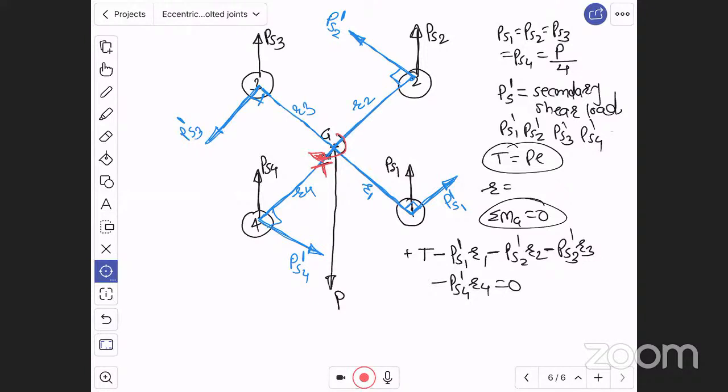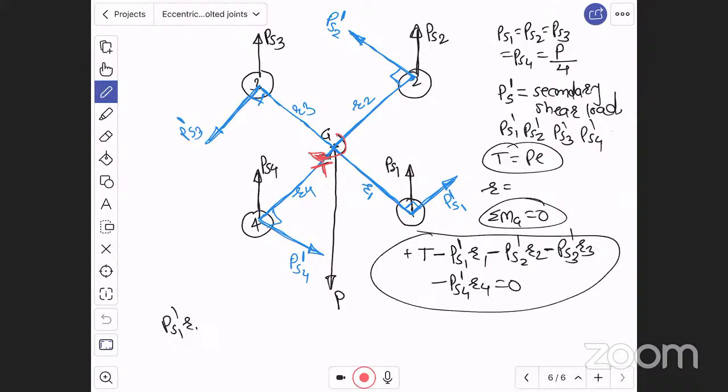Torque is nothing but P into E. Now take the torque to the other side and put the remaining terms on this side, so all become positive. The equation becomes PS1 dash R1 plus PS2 dash R2 plus PS3 dash R3 plus PS4 dash R4 is equal to torque, which is P into E.